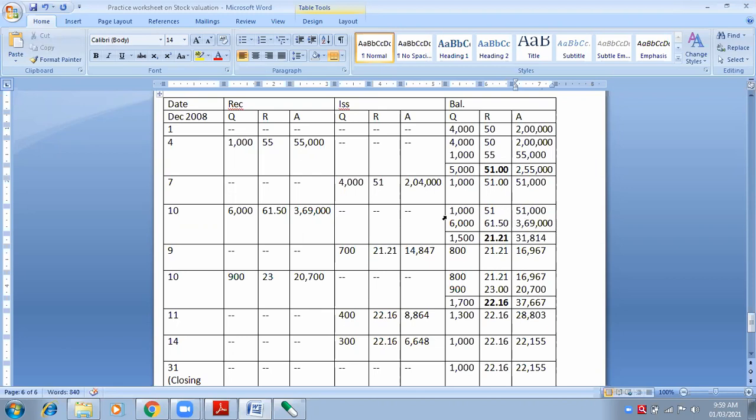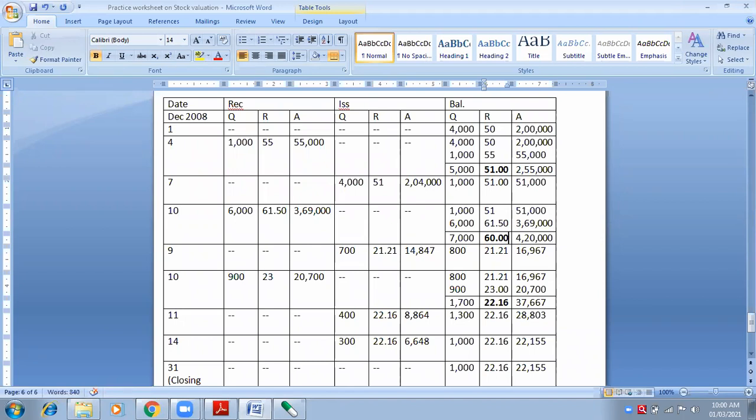After addition, 1,000 plus 6,000, how much would it be? 7,000. And what would be the total of the amount column? 4,20,000. Has everybody got that? Yes, ma'am. So 4,20,000 divided by 7,000 is how much? 60. So 60 should be the weighted average rate.